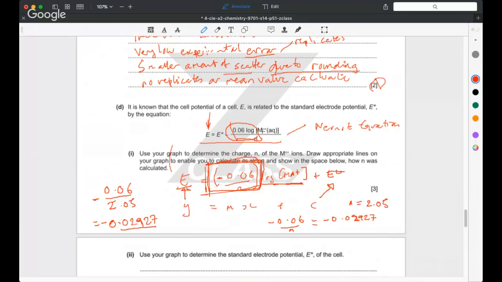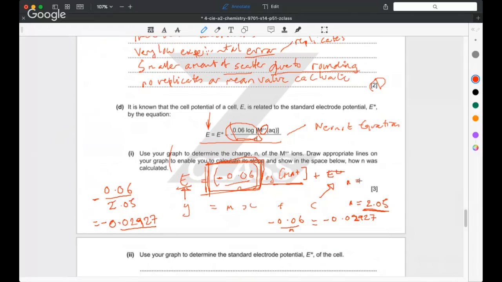Now, because n is an integer, it's either one charge or two charges or three charges, it's not half a charge or anything like that. One of the things the examiner said is that some students stopped at that point because they'd calculated n. Nothing wrong with that. But n, of course, is the number of charges. So the final step is to round that to the nearest whole integer.